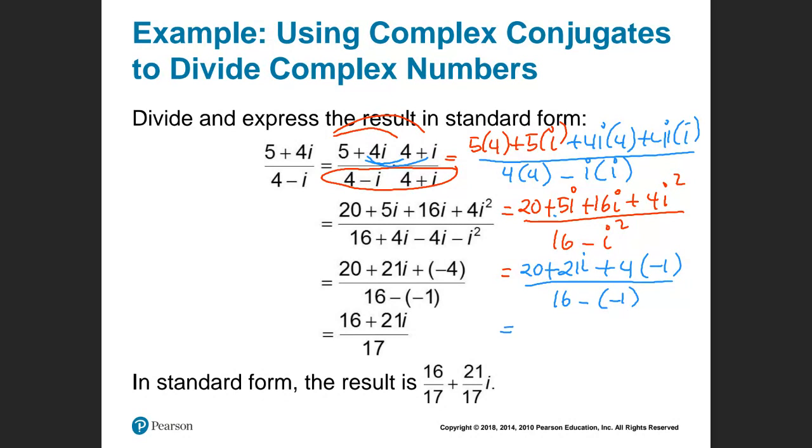So now the answer is 20 plus 21i. Positive 4 times negative 1 is minus 4, over 16, and negative times negative is positive 1. Combining like terms, 20 minus 4 is 16, plus 21i, over 16 plus 1 is 17. So this is the answer. They want standard form, so the result becomes 16 over 17 plus 21 over 17 i. Just split the fraction like this.